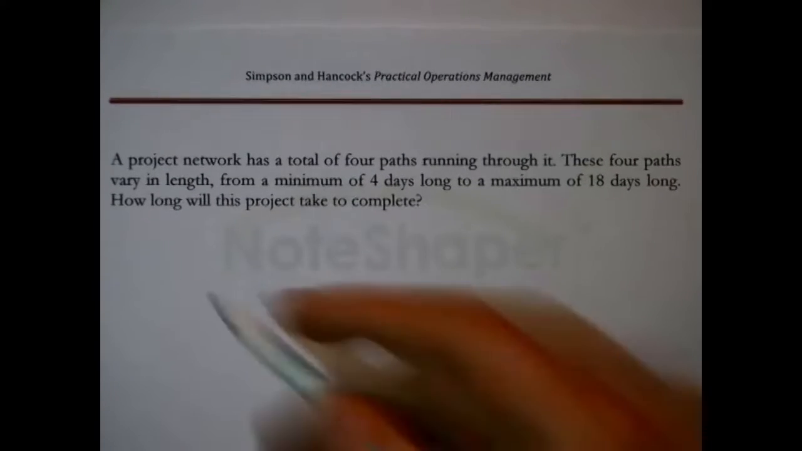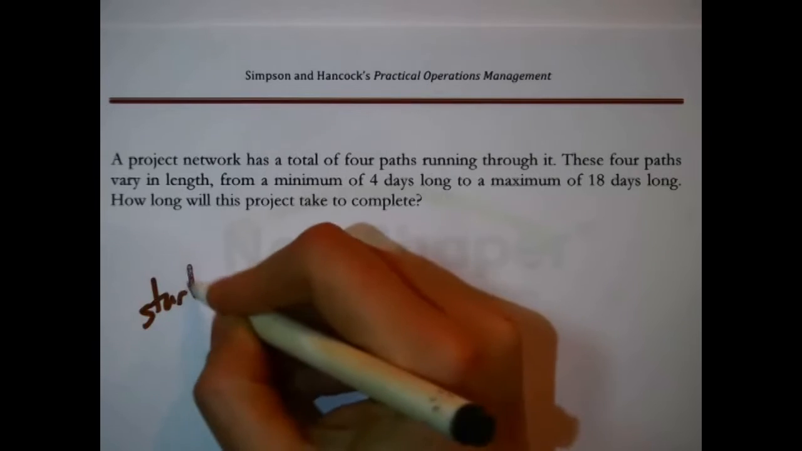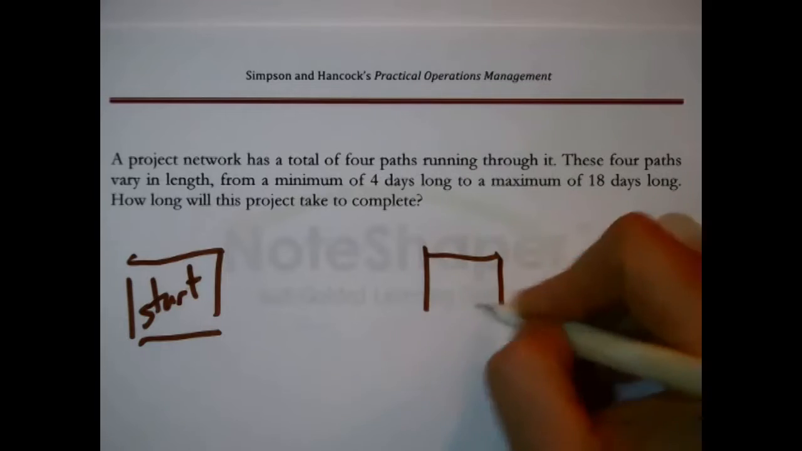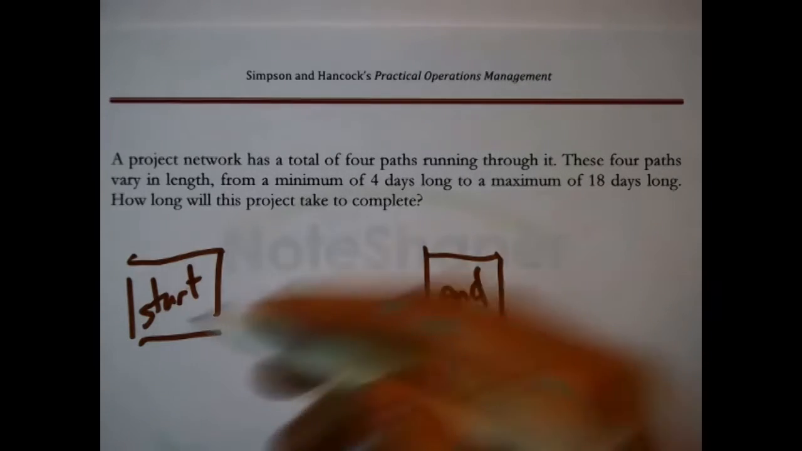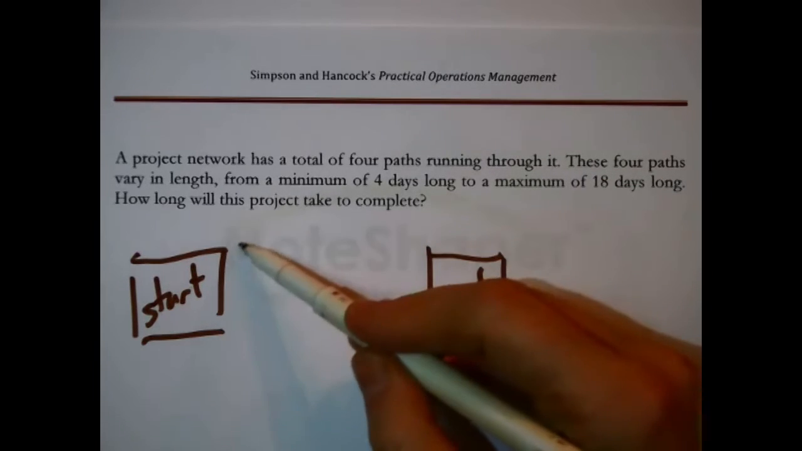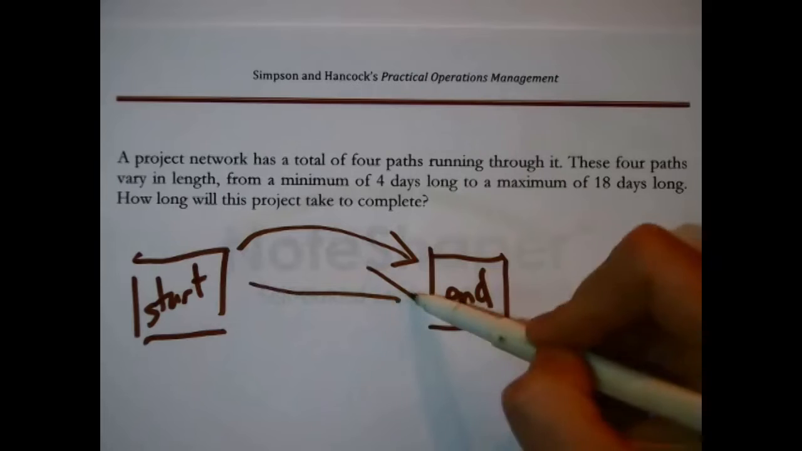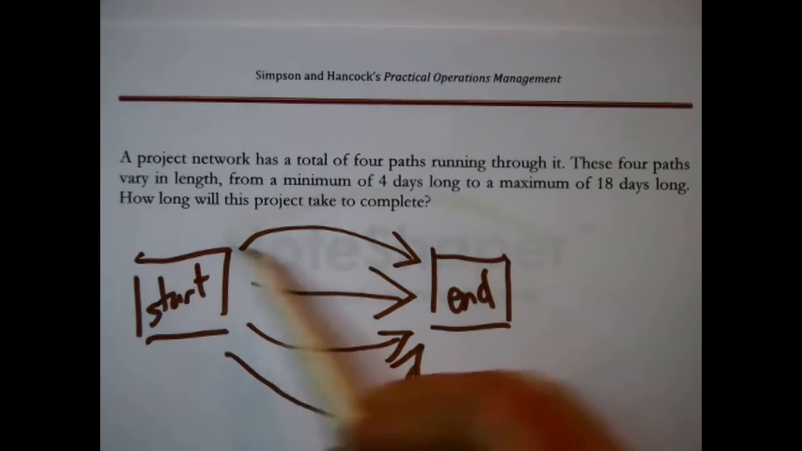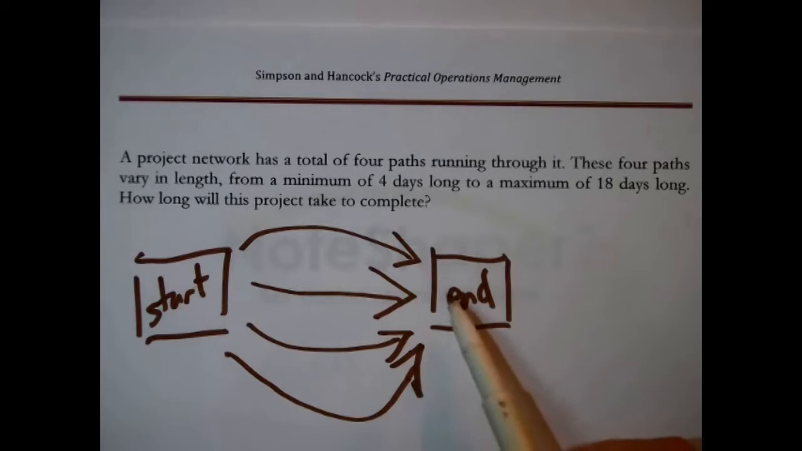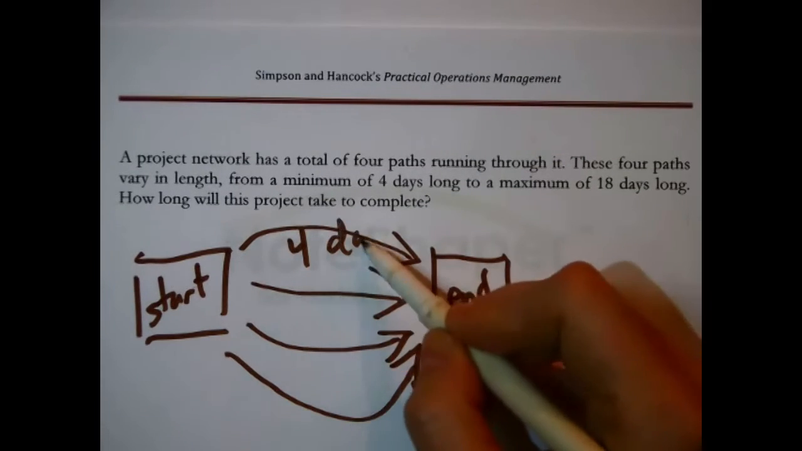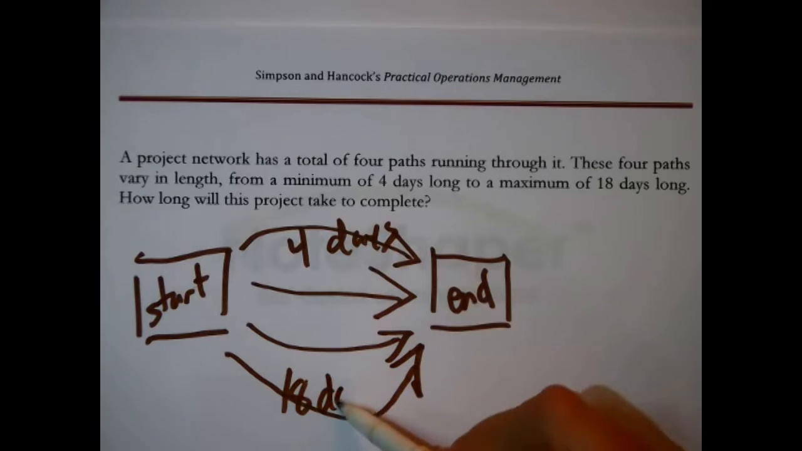Now, first off, I recommend, if it's not intuitive yet, to sketch a picture. What this is saying is that there's some project. I just drew the starting and the ending nodes, and it's not telling us anything about the tasks, but it is telling us that there are 4 complete and distinct routes when you're looking at the network from the start to the end. And when you add up the tasks that we can't see here, the shortest path adds up to 4 days, and the longest one adds up to 18 days.